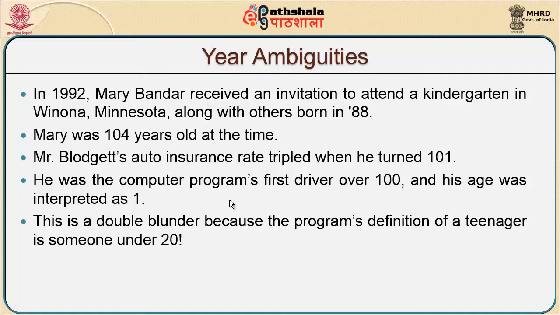So the computer program first drove over 100, and his age was interpreted as 1, because the maximum age limit was set to 100 and the computer interpreted the age mentioned as 101 as 1. So this was a blunder that the computer generated, which resulted in faulty software.